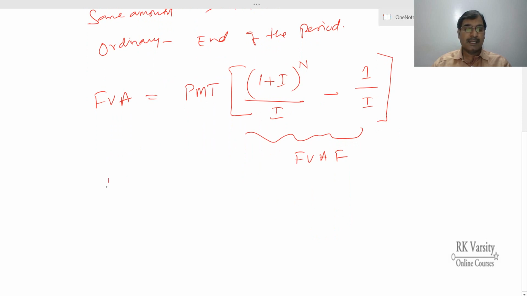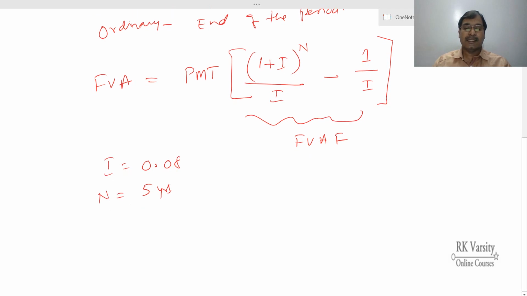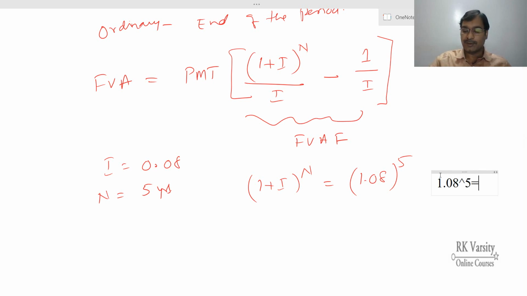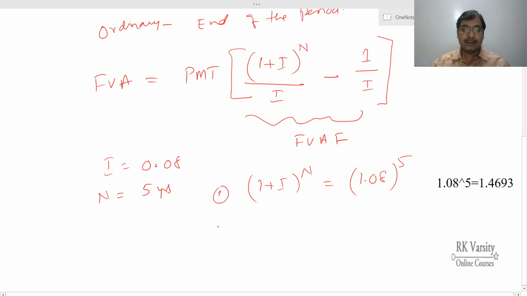In our case, the rate of return I is 8% interest, so 0.08. Then n is 5 years. Now based on this we'll calculate. So first we calculate 1 plus I to the power of n. So this equals 1.08 to the power of 5, and the value will be 1.4693.